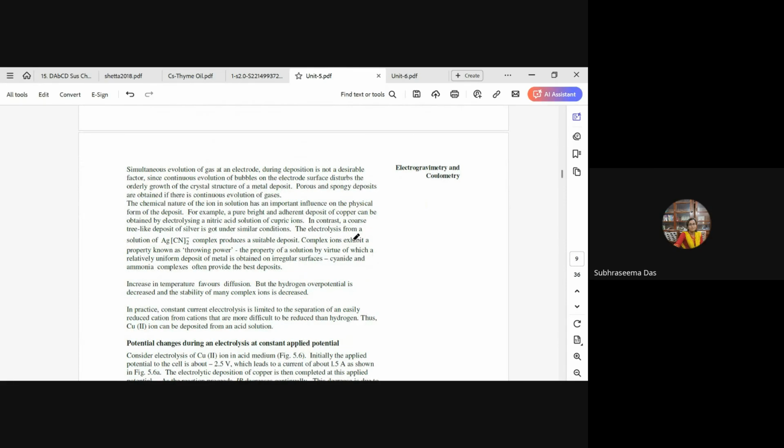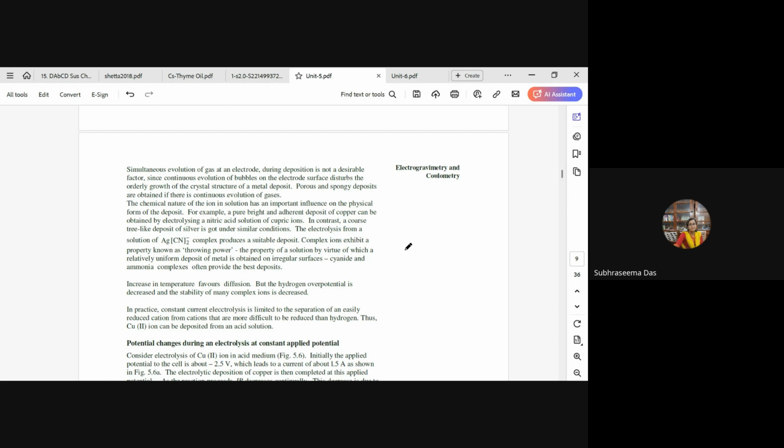Now, the evolution of a gas at the electrode is not a very desirable process when gas comes out during the deposition process. So hence it should be taken care of. If there is a gas evolving, then spongy deposits are obtained, which is not required.